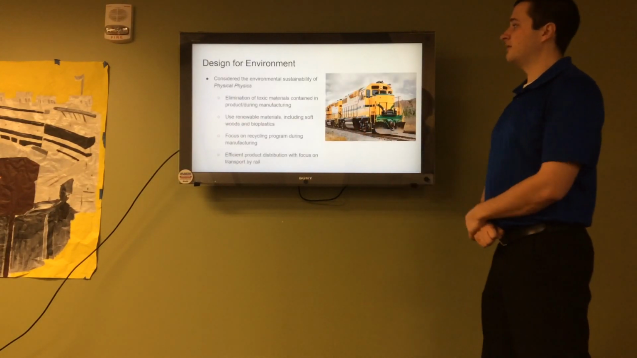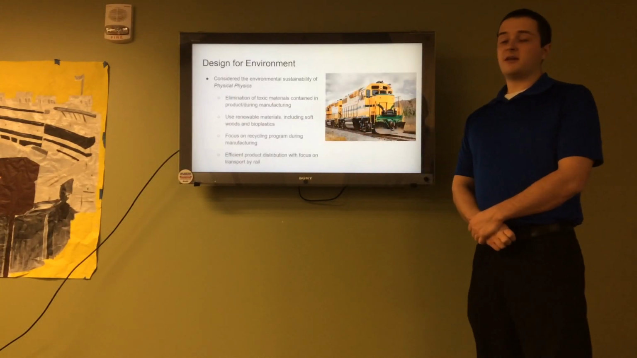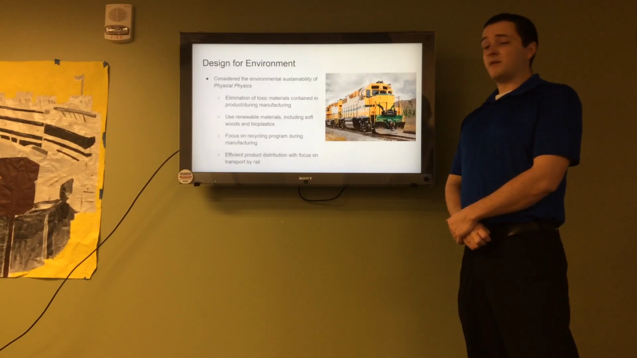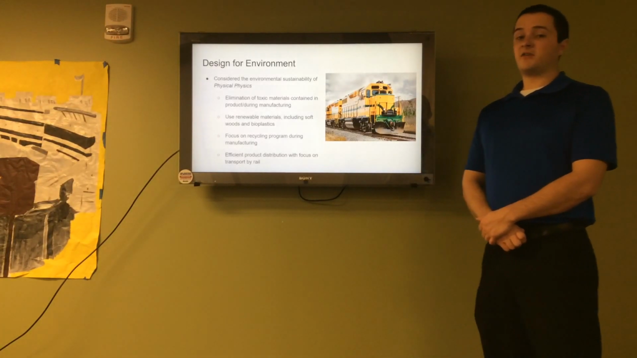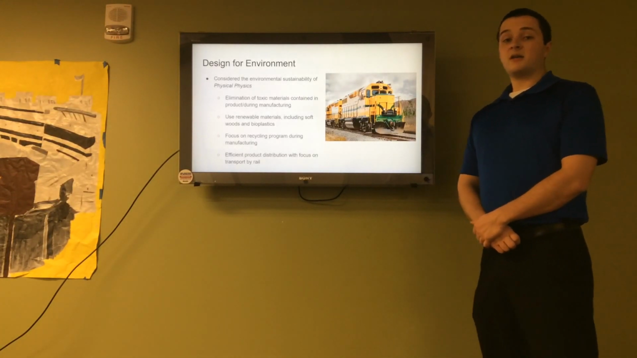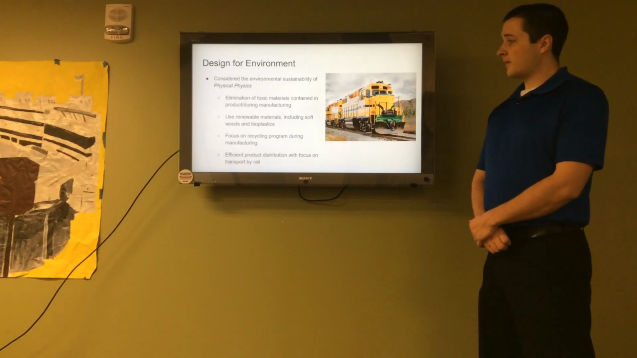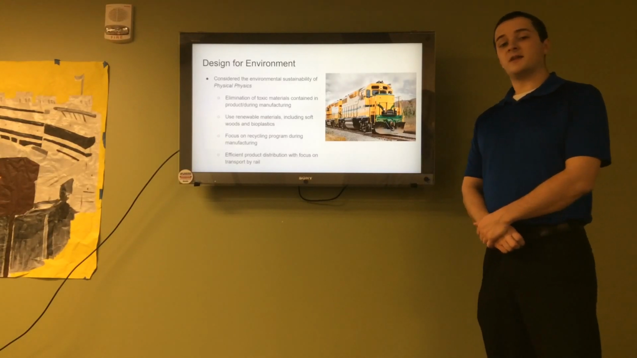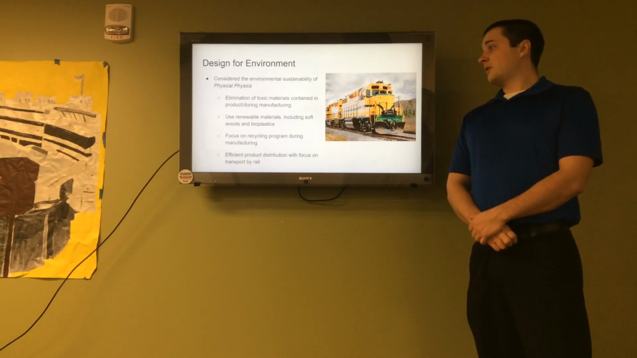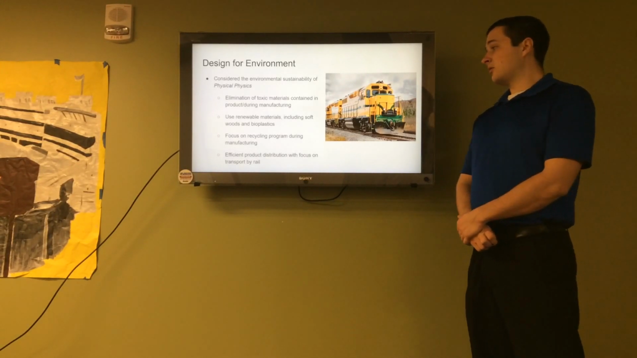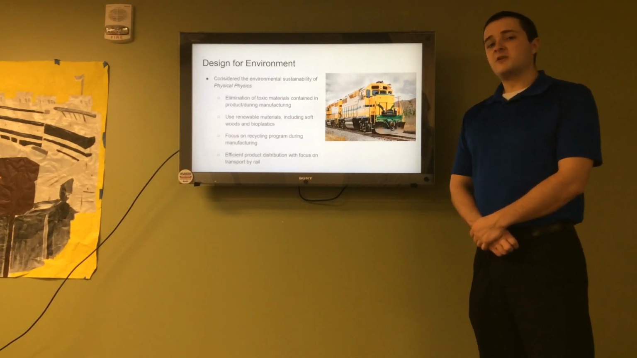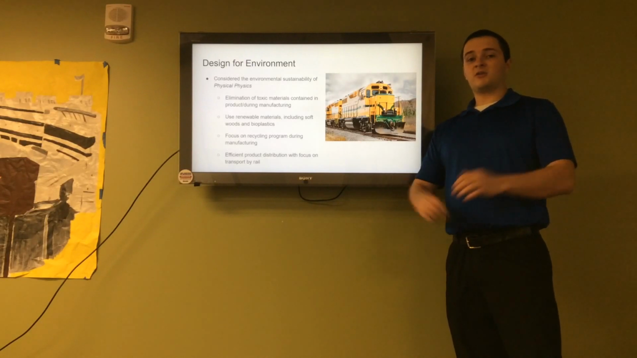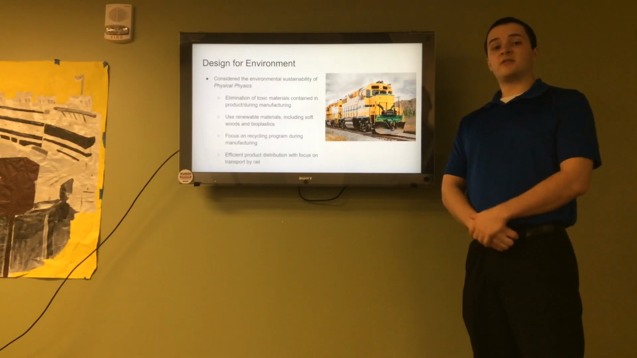So, in our design for environment, we wanted to ensure we could design the product and produce the product in an environmentally sustainable way. So one of the first things we plan on doing is to eliminate toxic materials in both the product and during the manufacturing process. We plan to use renewable materials such as bioplastics and soft woods in the actual product. We also want to focus on a complex recycling program during manufacturing. And as far as distribution, we plan to use efficient rail transport to get the product to our customers. Simon will now discuss our product architecture.